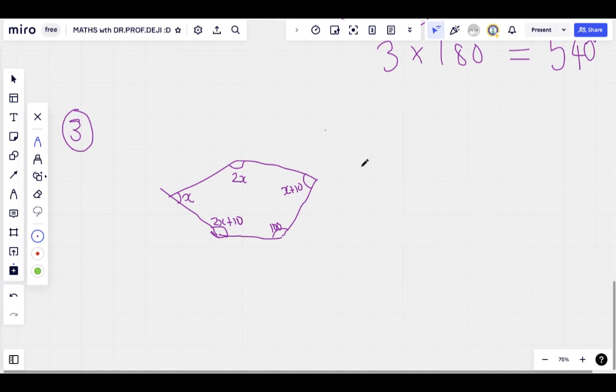Now they say find the value of x. Find x. So what we do first: you already know this is a pentagon, a 5-sided polygon. So you must find the sum first. You must know the sum of angles in a pentagon. A pentagon has 5 sides.